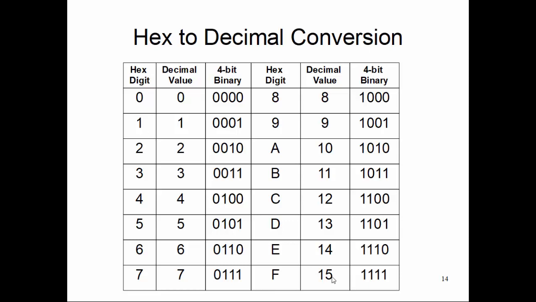We need 0 to 15. Now if you look at 4-bit, the range will be 0 to 2 to the power 4 minus 1, which is 16 minus 1, 15. So with 4-bit I can represent a range of values from 0 to 15, which is exactly what I need to cover all the hex digits or hex symbols. We have 16 symbols, we need 4-bit.